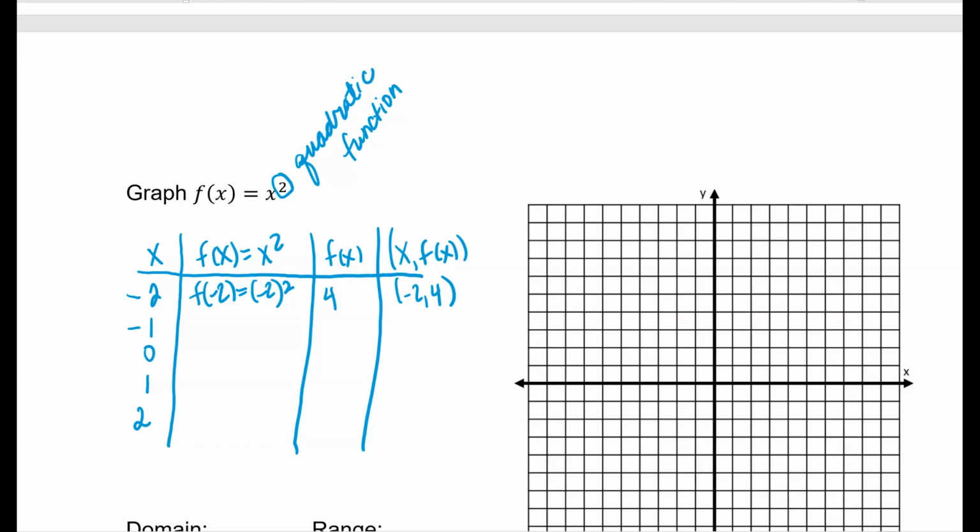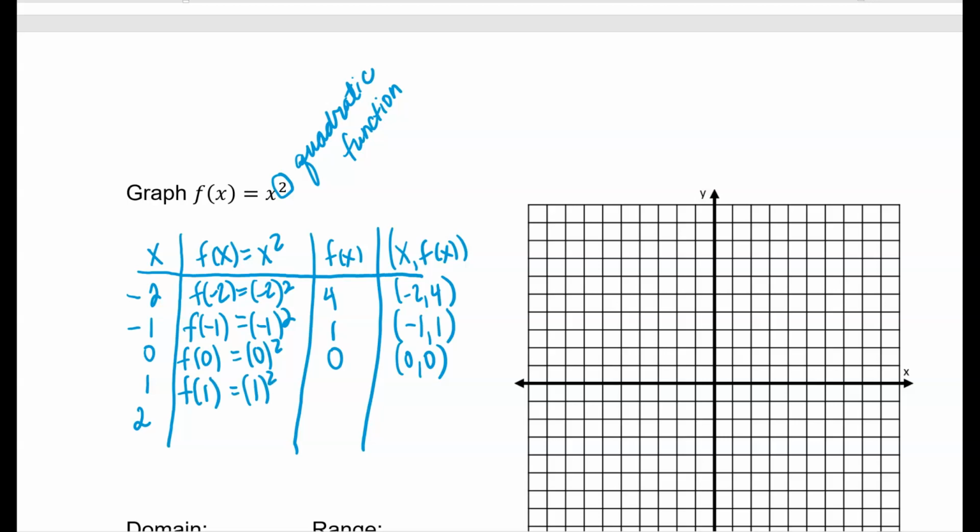Next, let's plug in negative 1. We get negative 1 squared, which is positive 1. So the corresponding point is negative 1, 1. Plug in 0, we will get 0 squared. So we'll have 0, 0. Plug in positive 1, we'll get 1 squared, which is 1, 1. Plug in 2, we will get 2 squared, which is 4. So the corresponding point is 2, 4.